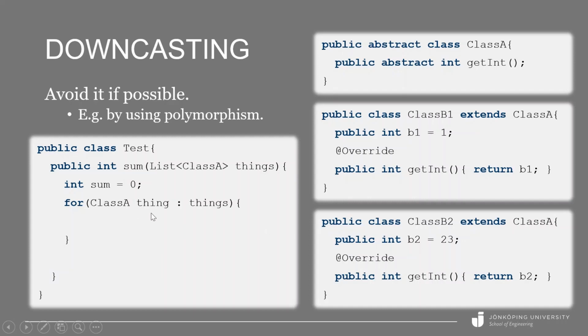Then over here, where the thing we're iterating over, we can still see it as an instance of class A, and that one has this getInt method. So even though that getInt method is implemented in the subclasses, we can still call that method when we see the object as an instance of class A. So here we can simply call the getInt method on the thing and we add it to the sum variable.